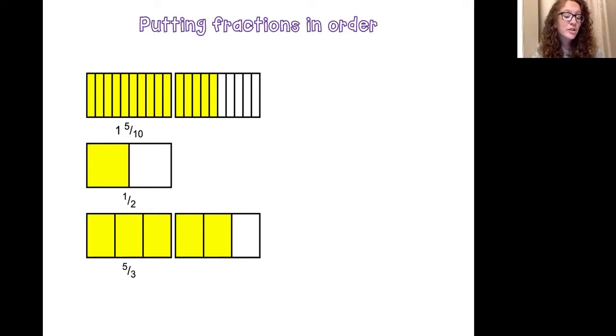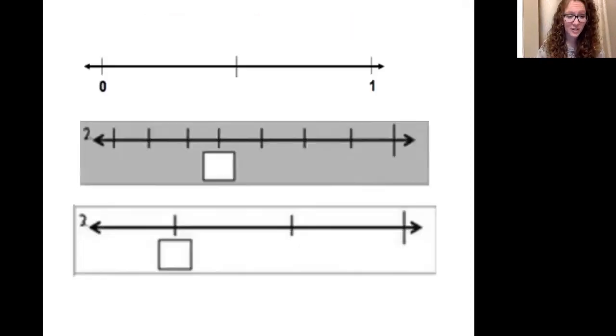In this example, if I wanted to go from least to greatest, what fraction would I start with? 1/2. The next biggest fraction would be 1 5/10, which is actually equal to 1 1/2. Good job. My last fraction, the greatest fraction, would be 5/3.